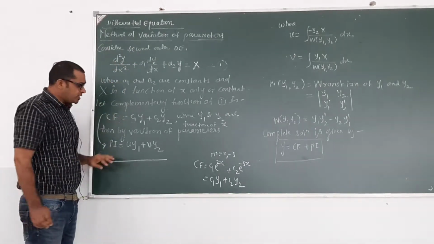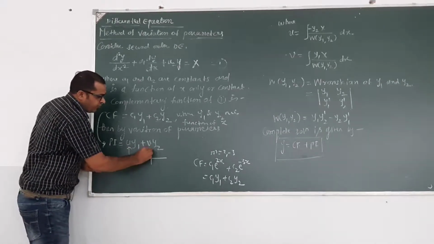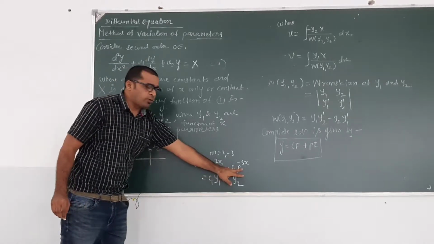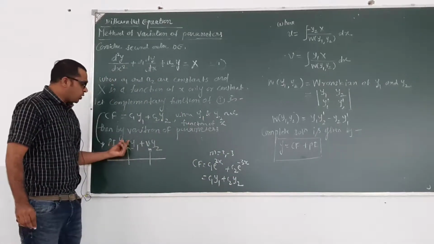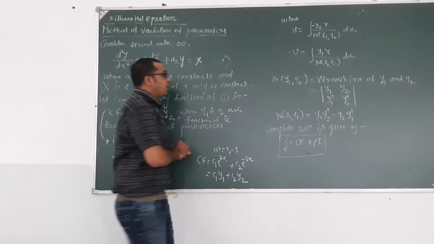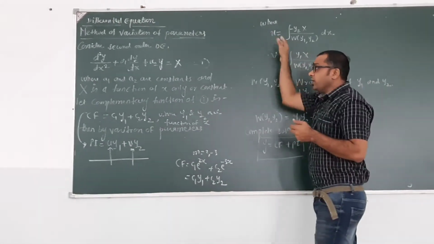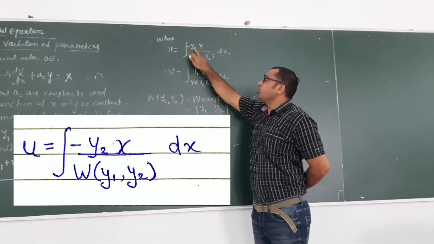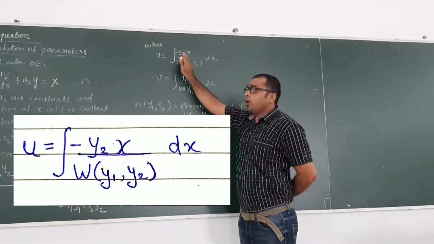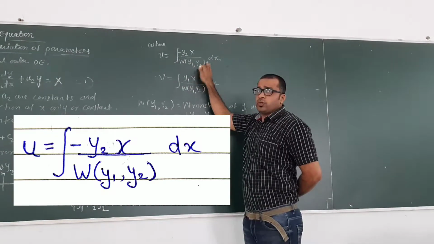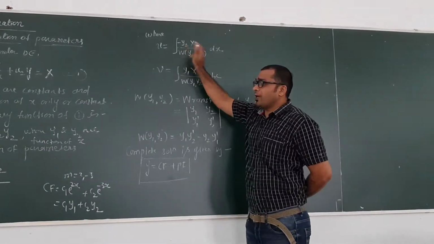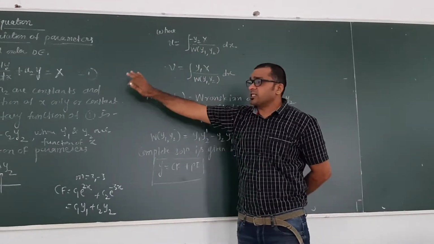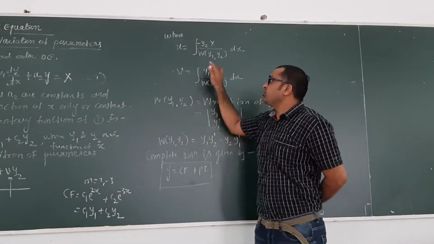Our task now is to find out this u and v. y1 and y2 are already known to you, as we saw. We only have to find u and v. So the formula for u, that formula you have to just remember. Okay, it is already derived. It is the integration of minus y2 X upon Wronskian of y1 y2 dx. So this y2 we can obtain from the CF, and then X is nothing but the RHS part of the equation, and the Wronskian we calculate.